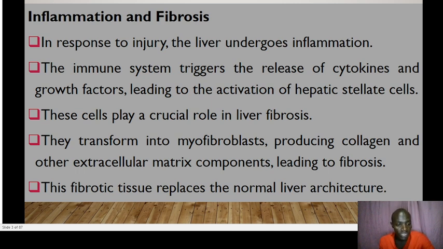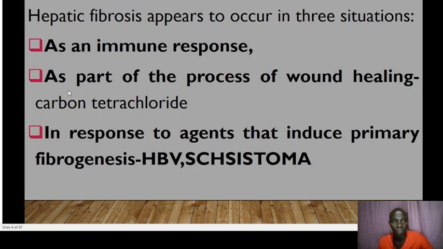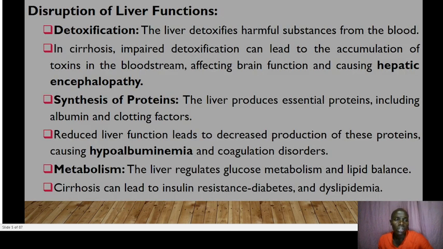Also, the fibrotic tissue normally replaces the normal tissue architecture. So hepatic fibrosis normally appears in three situations. It could be as a result of an immune response, or as part of the process of wound healing, or it could be in response to agents that normally induce primary fibrosis.